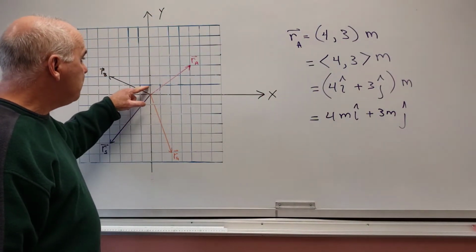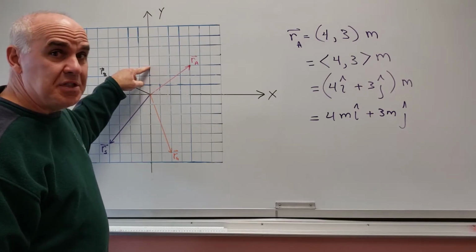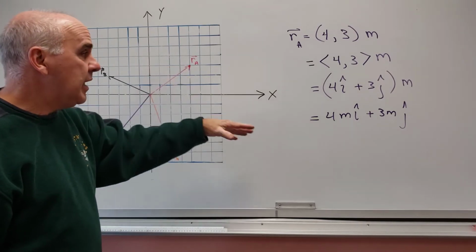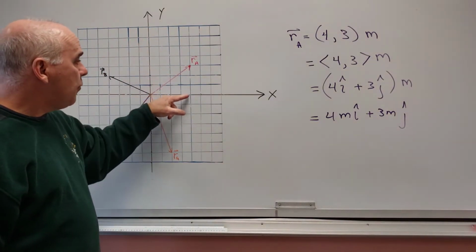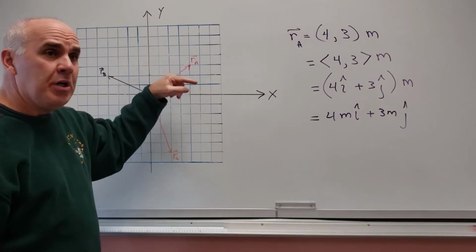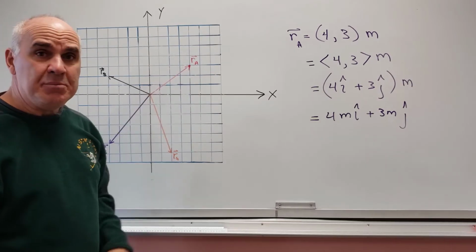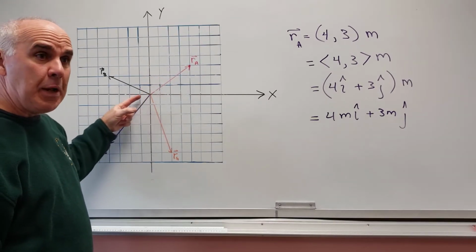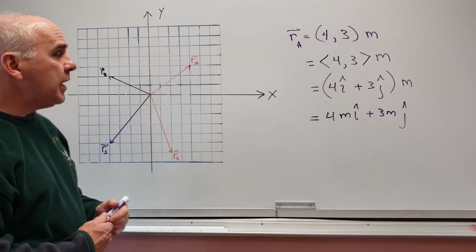I could go 1, 2, 3 meters in the j, and then 1, 2, 3, 4 meters in the i, and I'll get there. So I could just walk that way, walk 4 and then 3, or 3 and then 4, x and then y, y and then x, and I'll get to where Adam is standing. Or I could walk right along that line. But if I walk right along that line, how far am I walking?